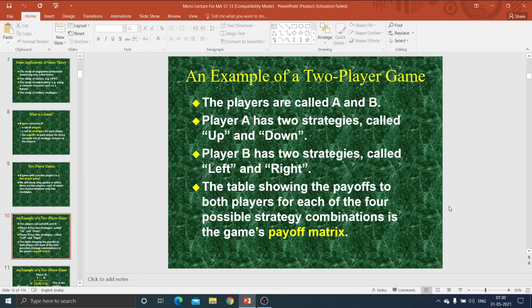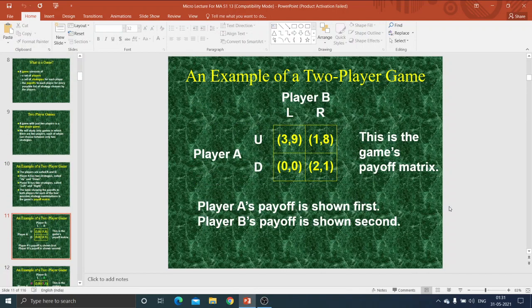The table, which comprises the different moves of these two players with their respective strategies, forms a payoff matrix. So both players, for each of the four possible strategy combinations, come under the payoff matrix. A payoff matrix simply looks like this. You can transpose it, no problem, and the result would in fact be the same. This is the beauty of this particular understanding. Now you have left and right for player B, up and down for player A. The first column shows A's behavior, and the second column follows B's behavior. This is the game's payoff matrix, where player A's payoff is shown first and player B's payoff second.